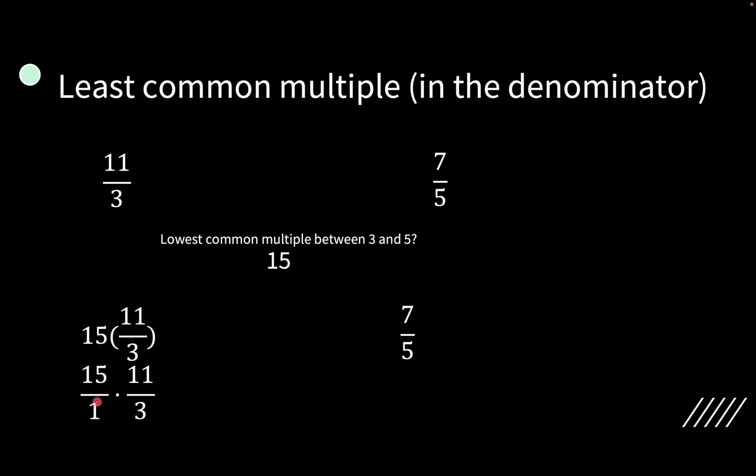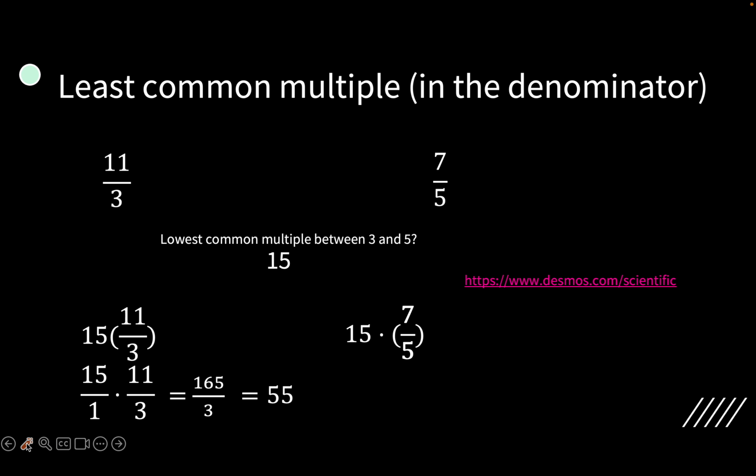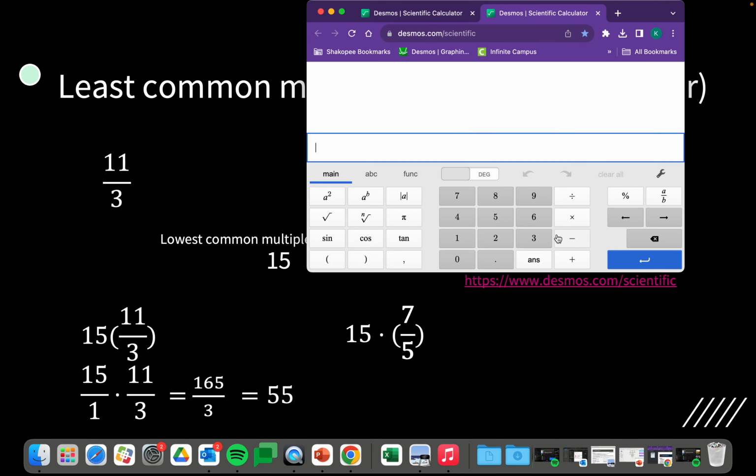15 is also thought of as 15 over 1 times 11 over 3, and you multiply across the top. 11 times 15, 165. 1 times 3 is 3. We divide those, and we get 55. We can also use the scientific calculator. So I'm going to show you how that would work. If I click and open up our calculator, we can do 15 parentheses 7 over 5, and we get 21.